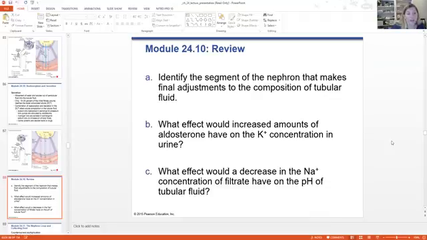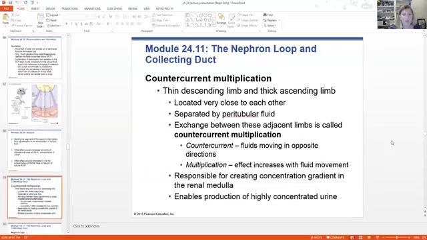Make sure you understand how reabsorption and secretion are different and their relationships to the reabsorption and secretion of hydrogen ions, sodium, and potassium, how they are all interrelated as well. Let's move on and talk about what goes on in the nephron loop.